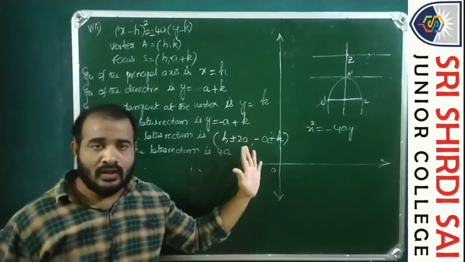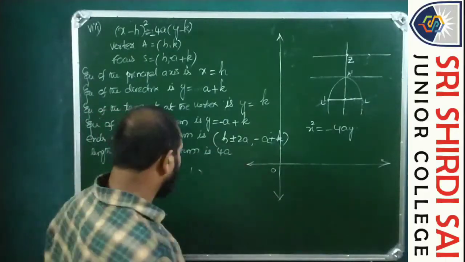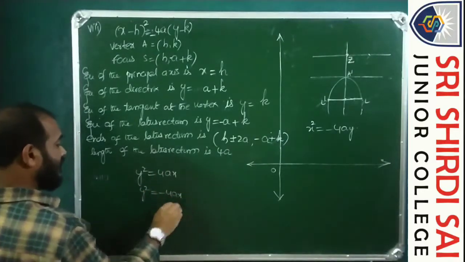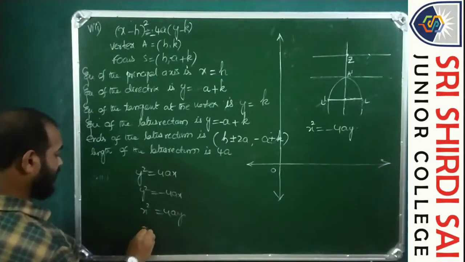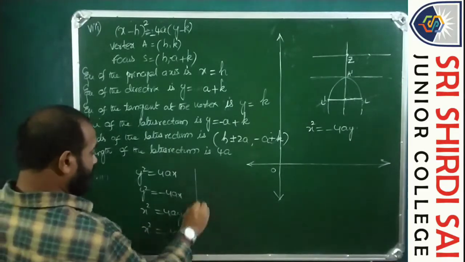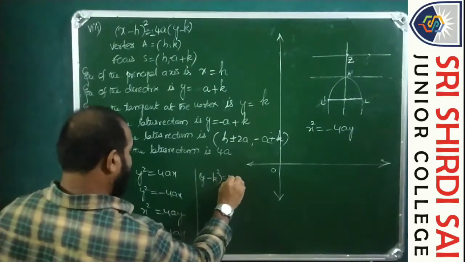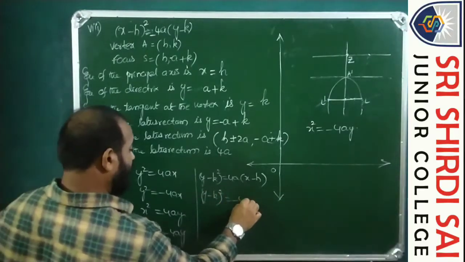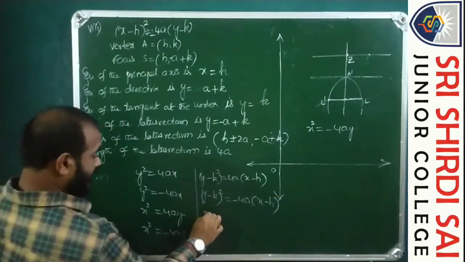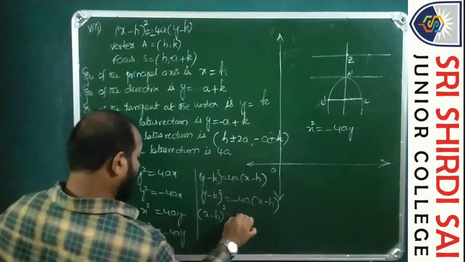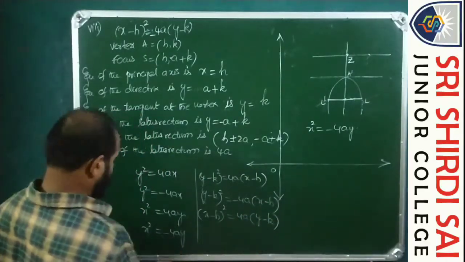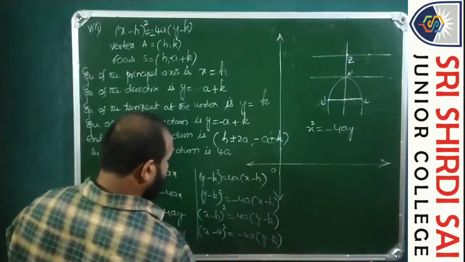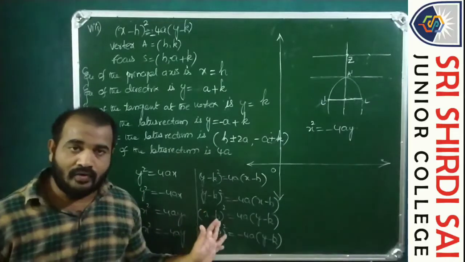Therefore all the 8 parabolas: y square equals 4ax, y square equals minus 4ax, x square equals 4ay, x square equals minus 4ay, y minus k whole square equals 4a into x minus h, y minus k whole square equals minus 4a into x minus h, x minus h whole square equals 4a into y minus k, x minus h whole square equals minus 4a into y minus k. So all these 8 parabolas are what we have discussed so far.